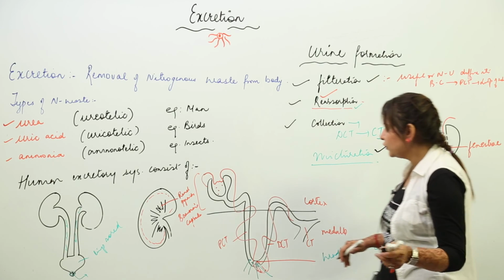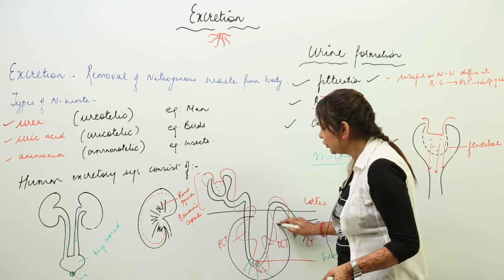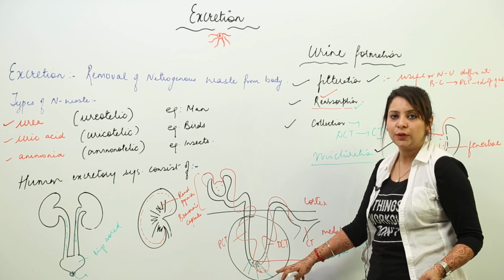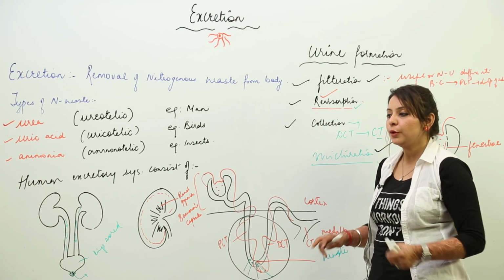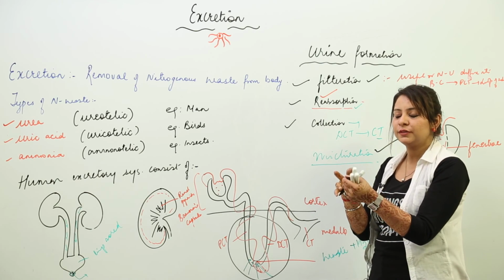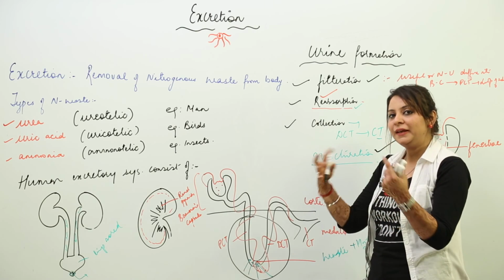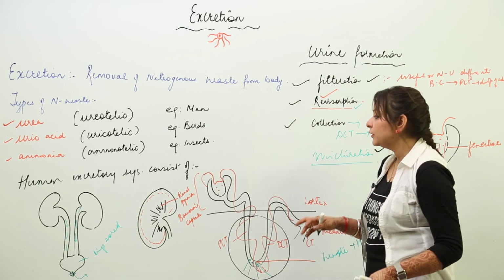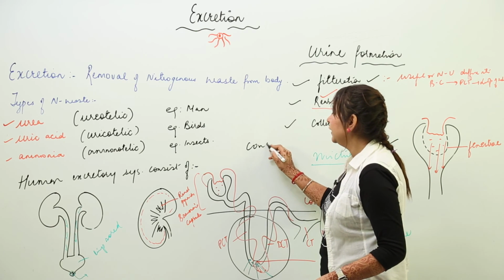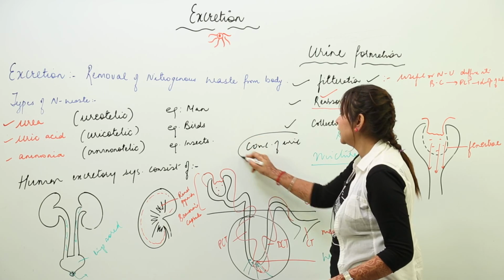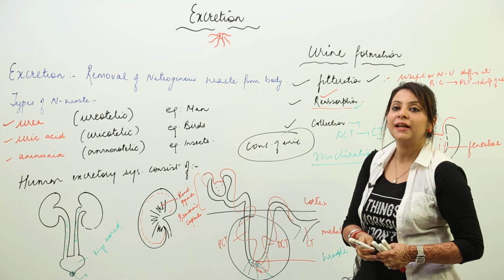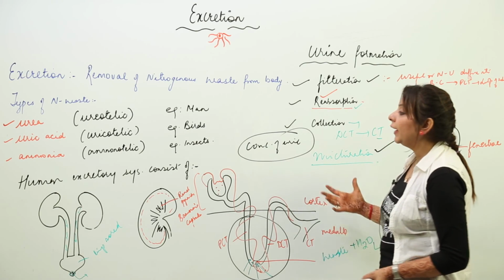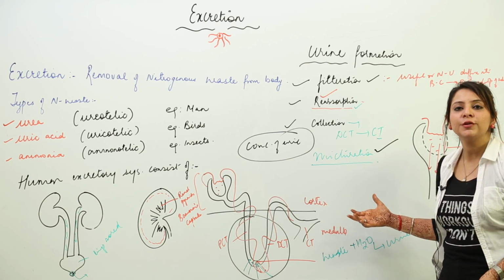And as I was explaining, the main function of the loop of Henle is that this is the region which concentrates the urine. That means it decides what amount of water should be in the urine, whether the water should be more or less, and what amount of waste should be there. So the loop of Henle helps in concentration of urine. This U-shaped structure decides whether the urine is going to be dilute or concentrated. So this is very important. This is urine formation in humans.